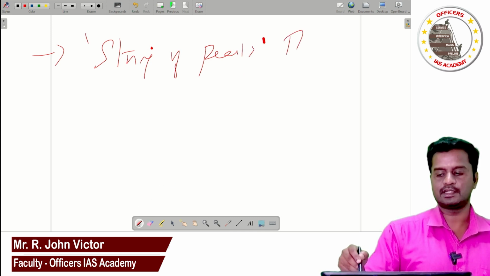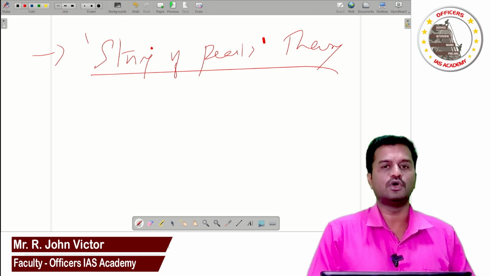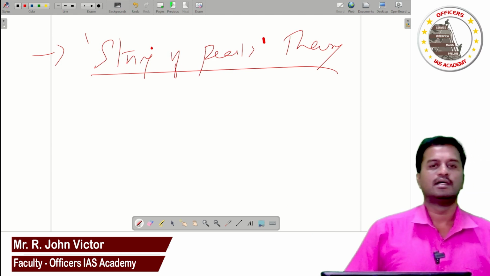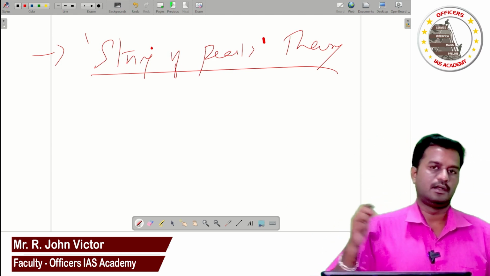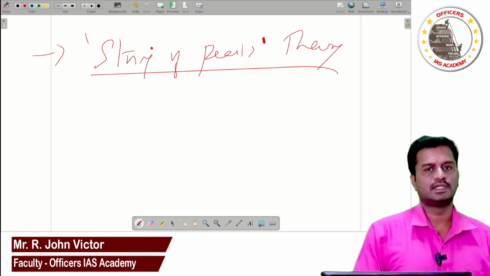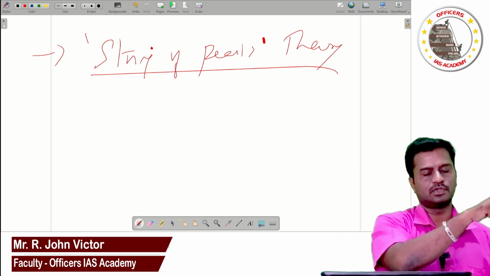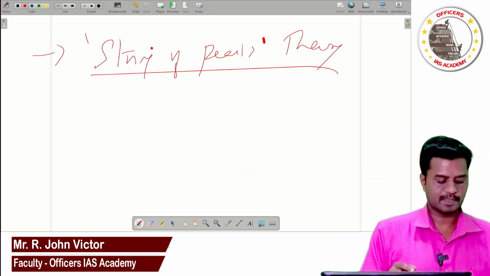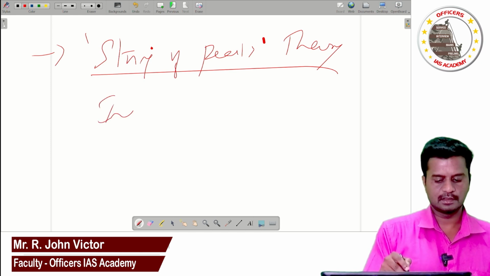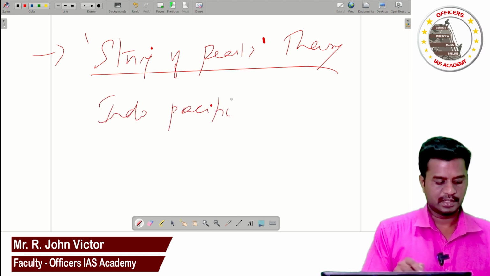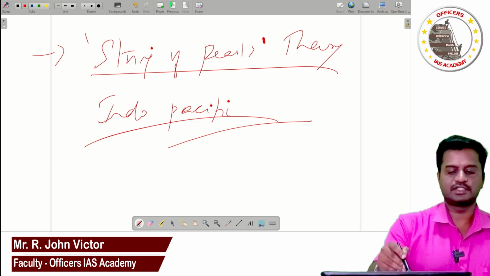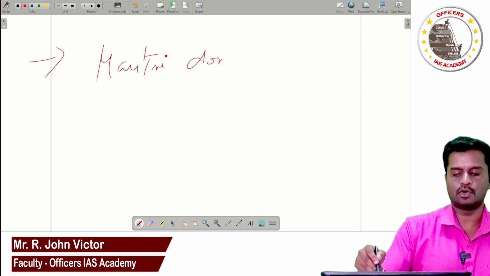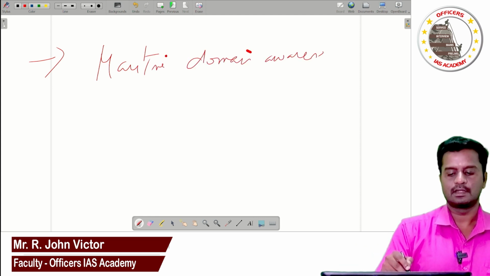Under the string of pearls theory, China has its influence in the Indo-Pacific region. It builds many ports in the Indo-Pacific region in countries such as Pakistan, Bangladesh, Myanmar and so on, and through these ports, it is able to extend its control. So this imaginary string of pearls is a Chinese influence in the Indo-Pacific region. Mention it. Mention the region, Indo-Pacific. Mention that China is recently increasing its maritime domain awareness in the Indo-Pacific.